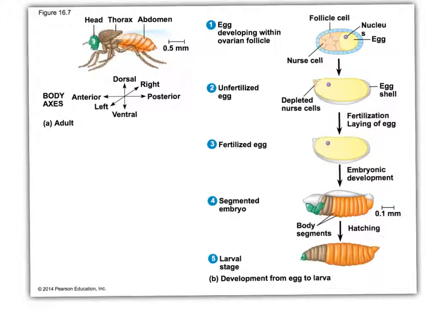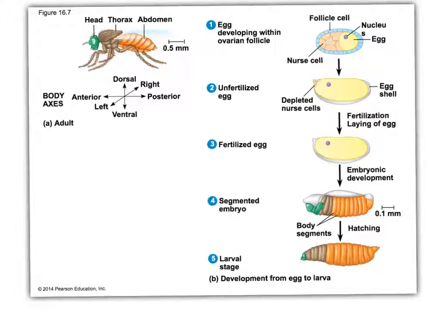And so then you end up with a segmented embryo. You'll see the body segments begin. I think there's like 13 segments. Part of it being the head, part being the thorax, the rest being the abdomen. And they're color-coded to show you where they end up. So in the adult, where are the wings?